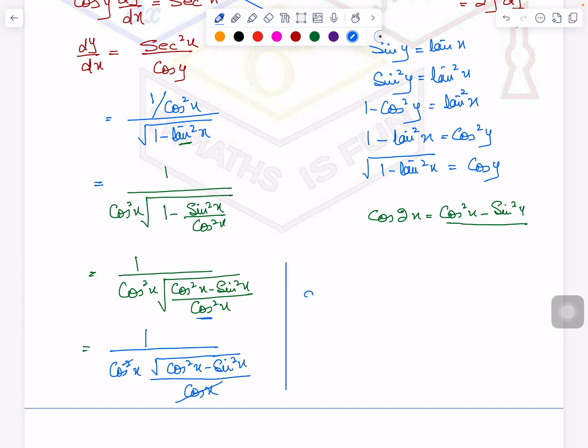So what I'm getting here is dy over dx equals 1 over cos x, and instead of cos square x minus sin square x, I can write cos 2x. Proved. So I hope you understood all these steps.